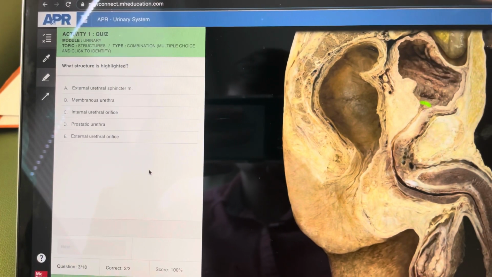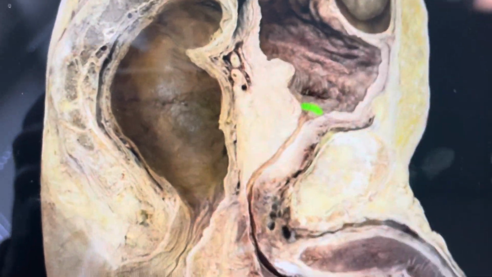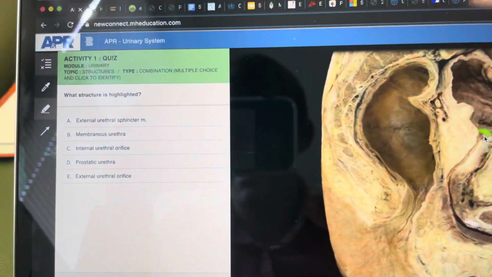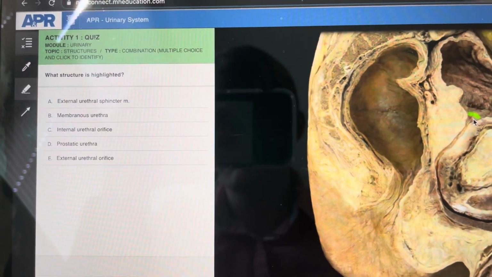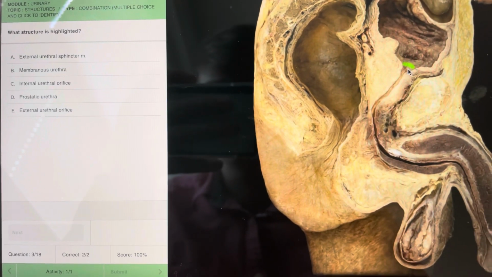So this is the urinary system, and this question is asking which of these is highlighted, and there's a highlighted structure right here. You can see over there. And then the options are external urethral sphincter M, membranous urethra, internal urethral orifice, prostatic urethra, and external urethral orifice.